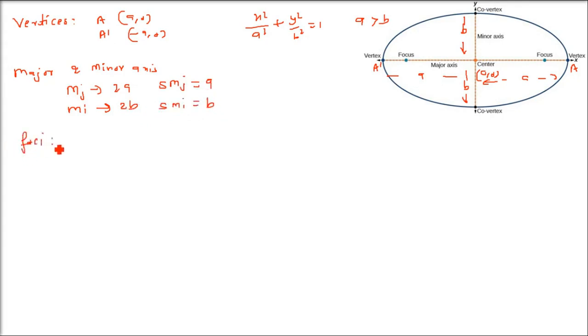Now coming to foci. Let me write it as foci because it is not focus, there are two. So foci we have already seen, S and S dash. This was minus ae, 0 and this was ae comma 0. So the first focus S will be ae comma 0, S dash will be minus ae comma 0.